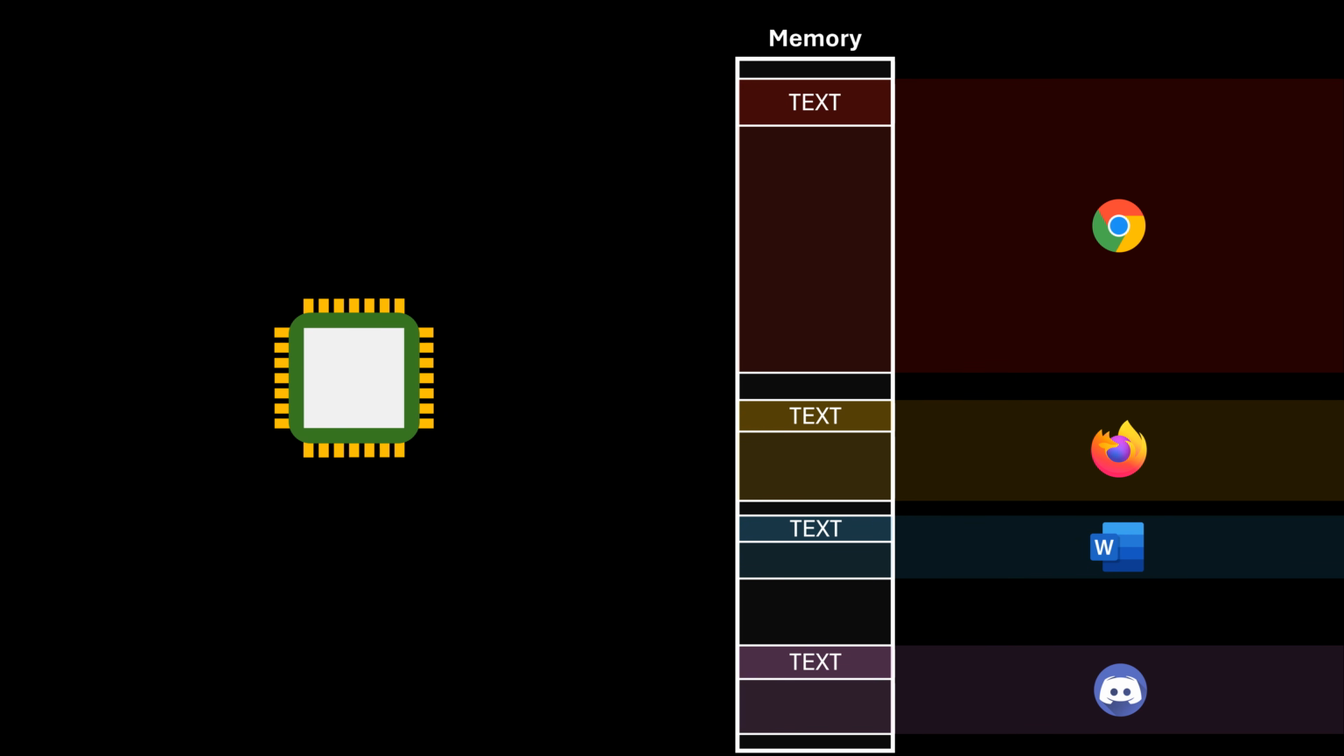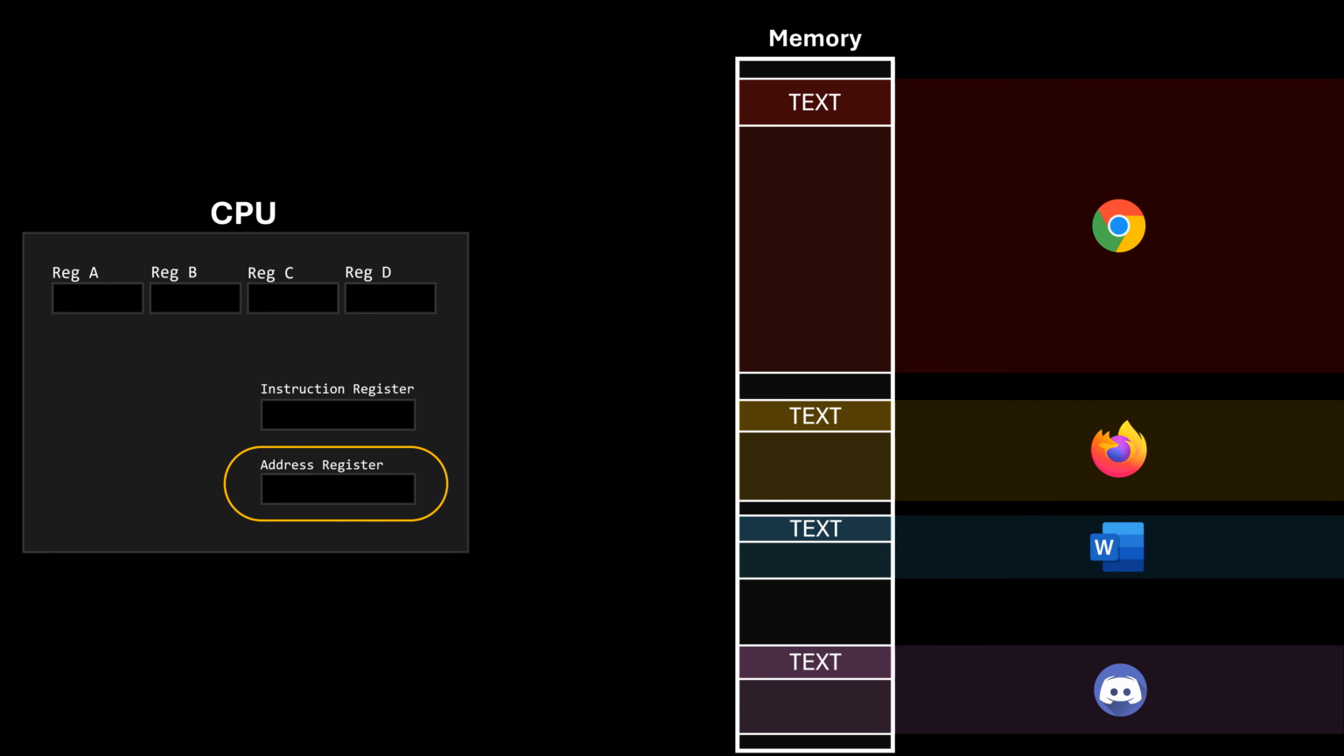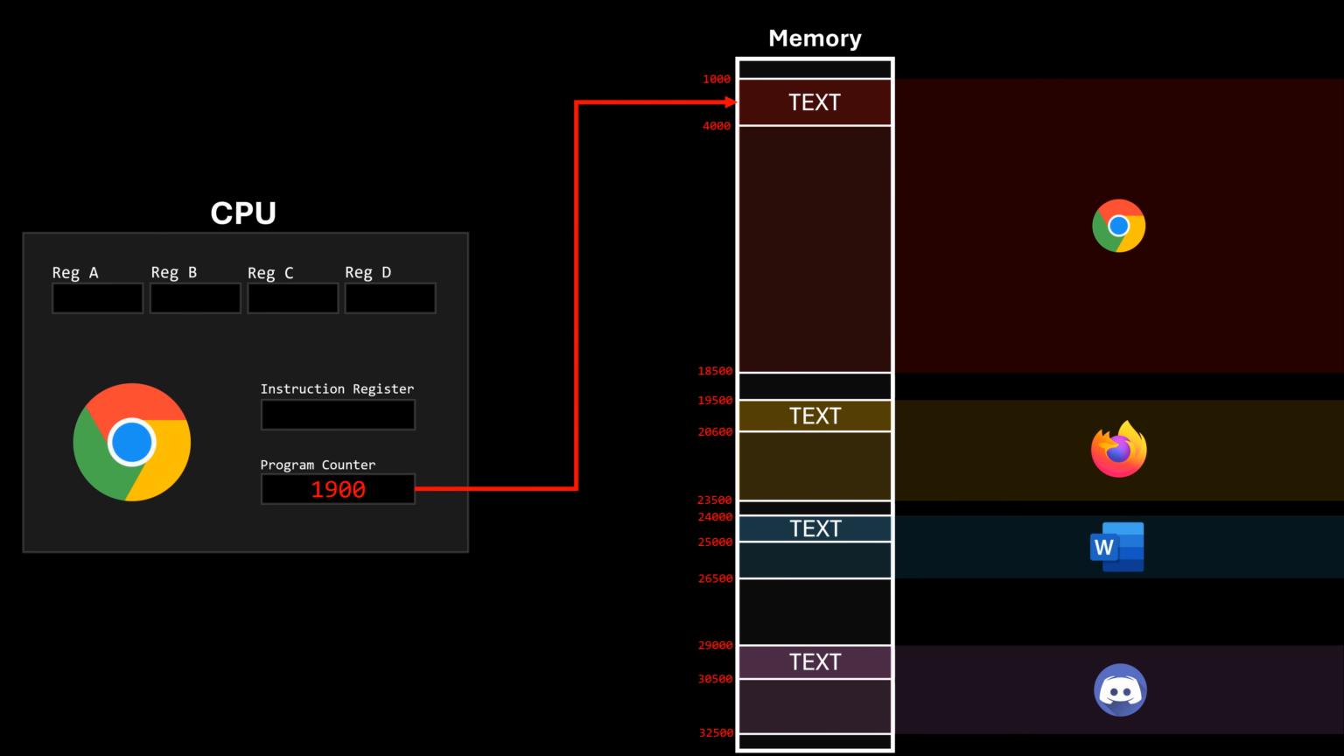From our Computer Architecture from Scratch course, we know that the CPU contains a special register called the address register, also known as the program counter. This register points to the next instruction to be executed. When we say the CPU is allocated to a process, it means that this register is pointing to the text section of that process, enabling the CPU to execute instructions from it.